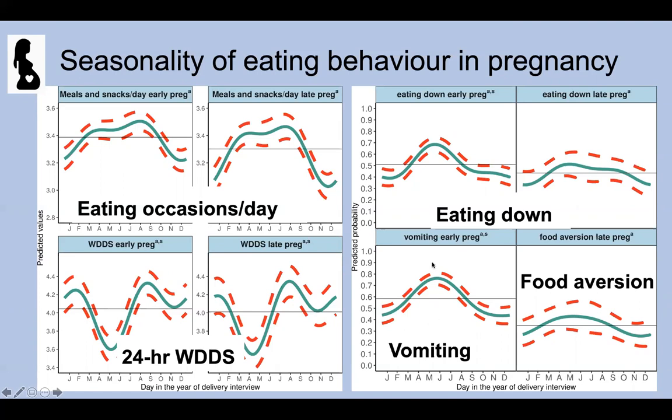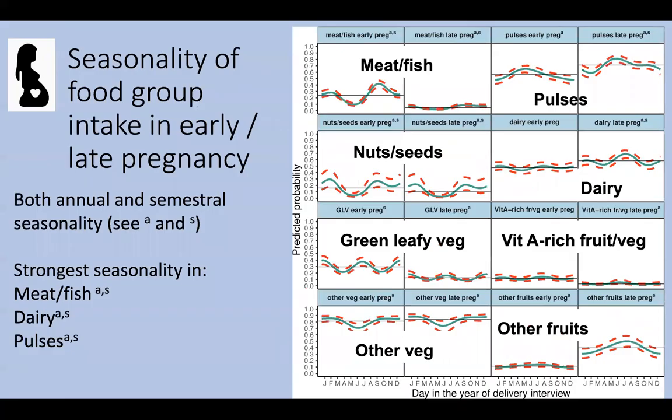Conversely, for the women's eating behavior, we found that eating down and vomiting and food aversion all seem to peak somewhere in the pre-monsoon hot season. So these things perhaps have an association with heat stress upon the women.